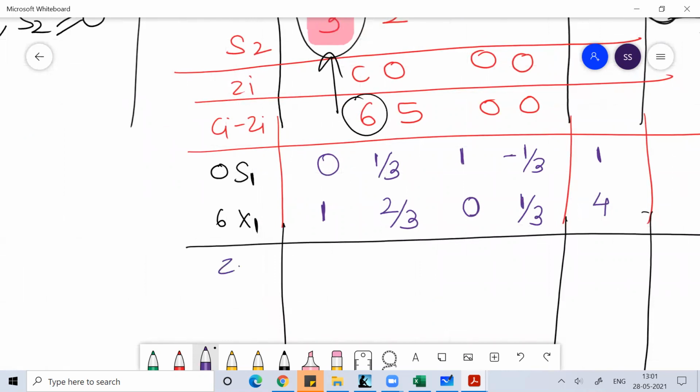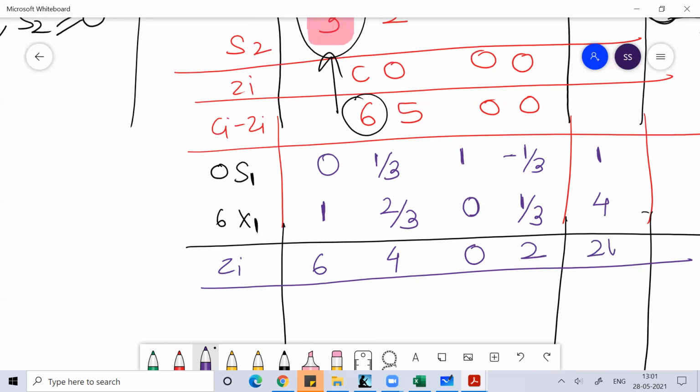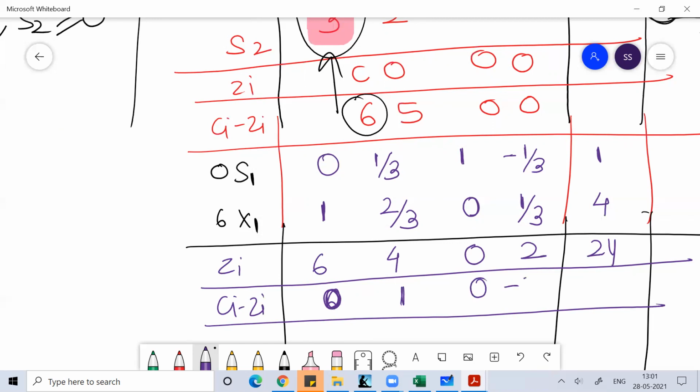Now I'll find ZI. ZI means the sum of products: 0 into 0 plus 6 into 1, 0 into 1 by 3, 6 into 2 by 3, that would be 4. This is 0, this is 0, this is 2, and this is 24. Now I'll find CI minus ZI: 6 minus 6 is 0, 6 minus 6 is 0, and CI for that was 5, so 5 minus 4 is 1. This is 0, and this is minus 2.